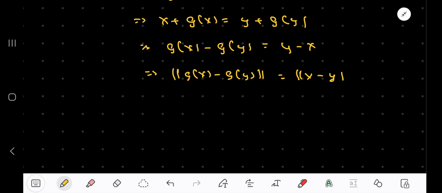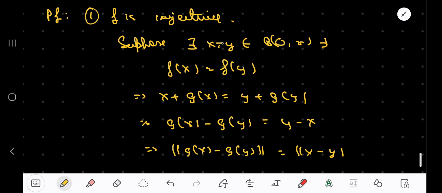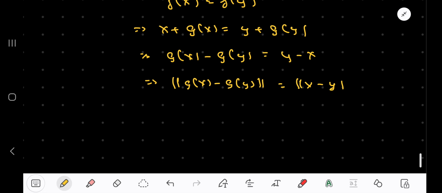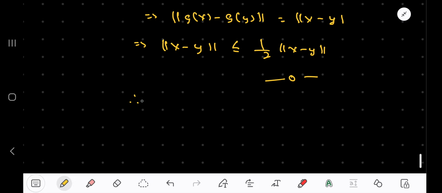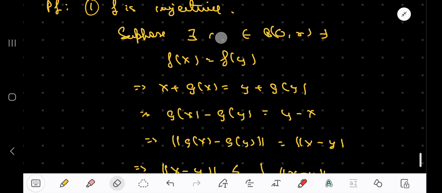Let me do it in this way. Suppose there exist two distinct points x, y such that this happens. Then this implies that the norm of x minus y is less than or equal to half times the norm of x minus y, which is a contradiction, because x was not equal to y. So this is not possible. The distance between two points cannot be less than or equal to half the distance between those. Therefore x needs to be equal to y, or rather, we do not even require this assumption.